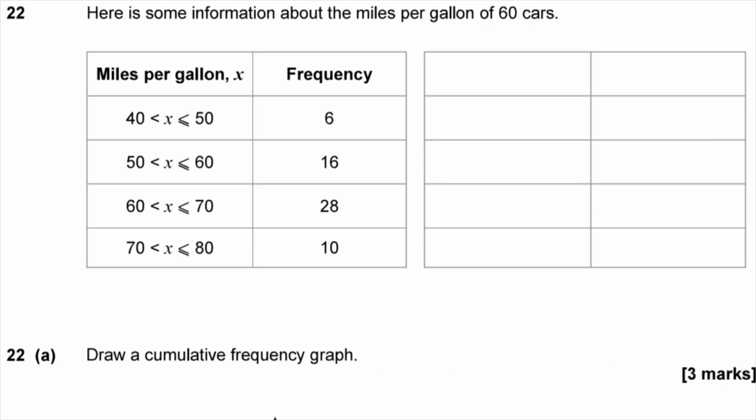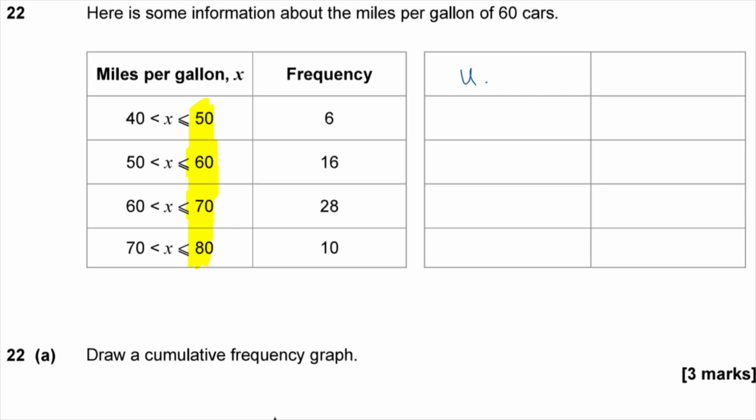Question 22. Here is some information about the miles per gallon of 60 cars. And we've been given the miles per gallon and the frequency in the group frequency table, and we've been asked to draw a cumulative frequency graph. Okay, now when we draw a cumulative frequency graph, we are plotting upper class boundary, which is these ones, against cumulative frequency. So let's just use this table here to work that out.